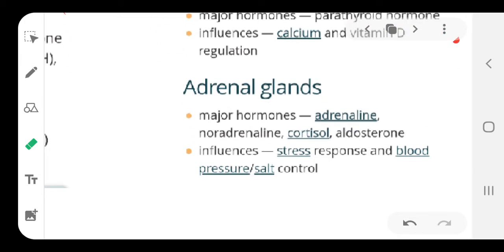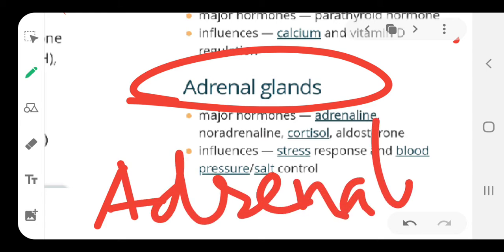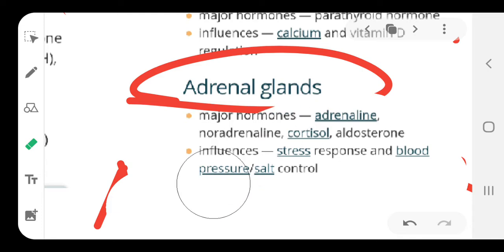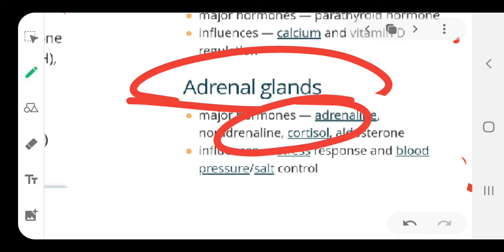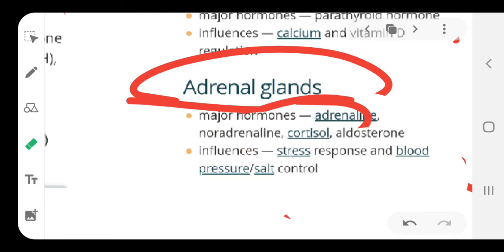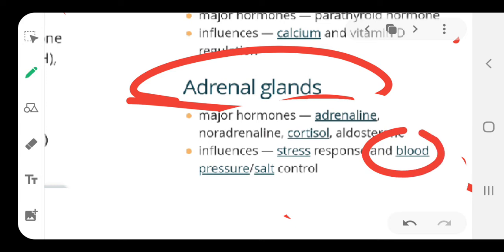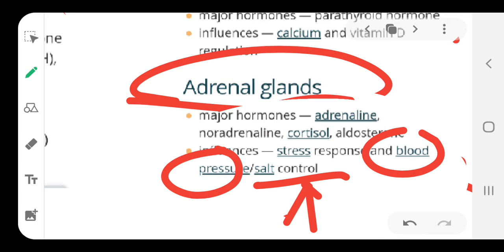Then the next one is the adrenal glands. It produces the hormone we have been letting you know about, called adrenaline. Again the name came here, and apart from the adrenaline hormone it also gives you cortisol. Underline the word cortisol. This name should be properly written down in your respective notes copy, and it influences the stress response and of course the blood pressure, and the most important one is the salt intake control or salt balance in your body.